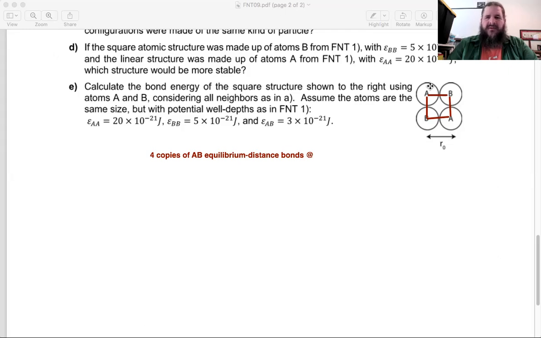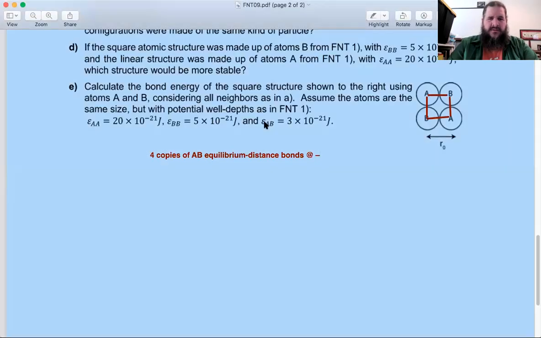So in general, anytime you've got atoms that are at equilibrium distance from each other, you should assume their potential energy is -1 epsilon. And the actual value of epsilon depends on the type of atom. In this case, we're talking about an atom A and atom B linked together. So we use epsilon AB. So we'd have negative epsilon AB each.